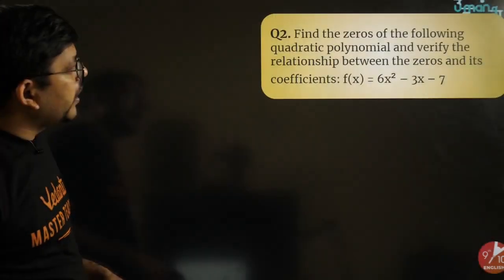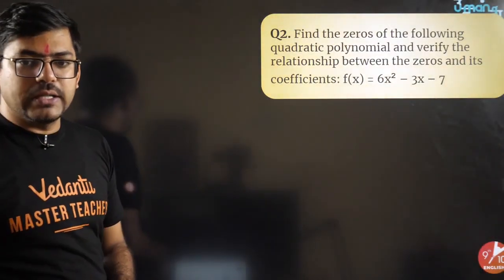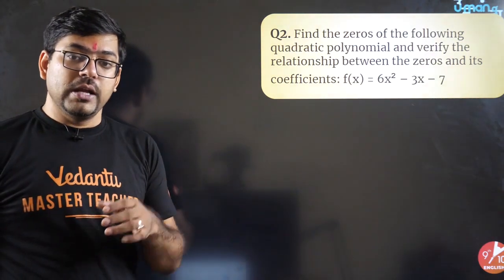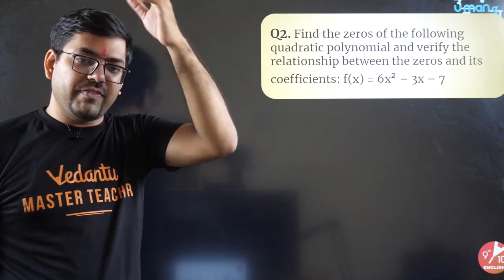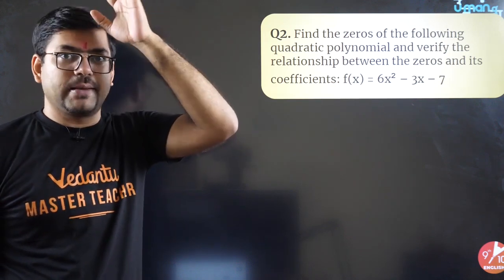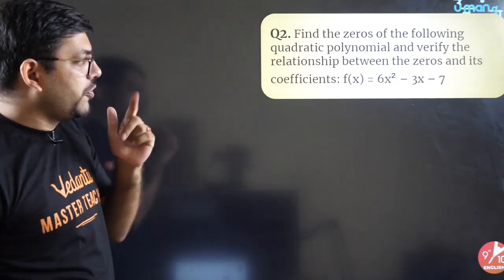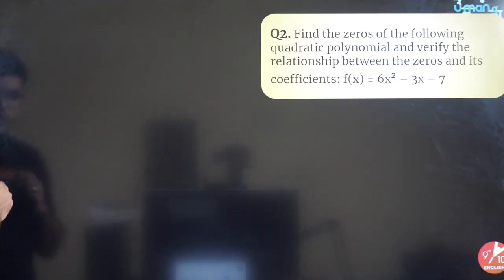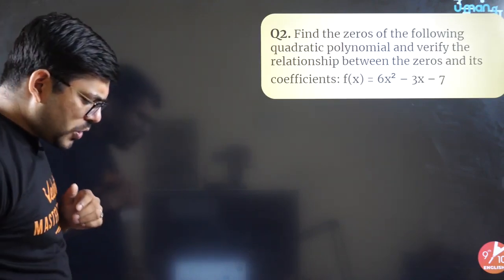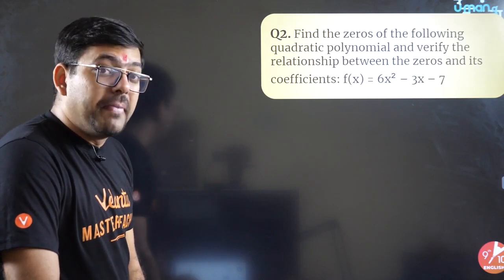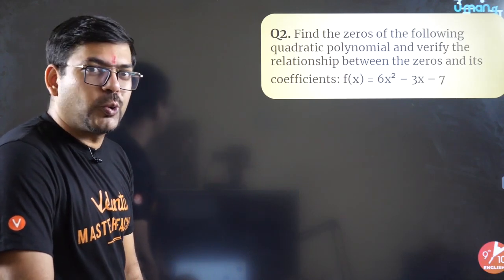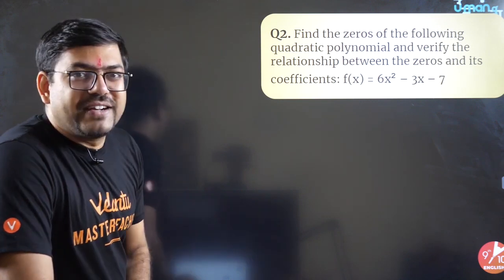So what we have to do here is find the zero of the following quadratic polynomial and verify the relationship between the zeros and its coefficients. Now this verification question is also very common in board examinations. So please pay attention. First of all, you have to find the zero of the polynomial. So how are we going to do that? I hope you all would have heard about a term called middle term splitting. Suna to hoga hi. So what is that middle term splitting?